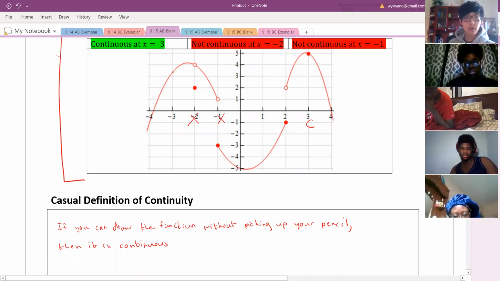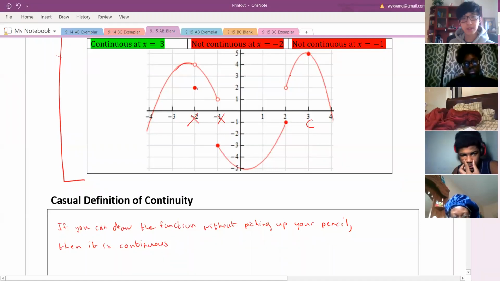Now at 2, I notice as I draw here that there's a hole. The actual point is located at 2, whereas the function is at 4. So I would have to draw here, pick up my pen, make a point here, then continue drawing. And because I picked up my pen, that means it's not continuous. At -1, it's even more obvious. I'm drawing here, and I have to make a huge jump down here, because that's not what the graph shows.